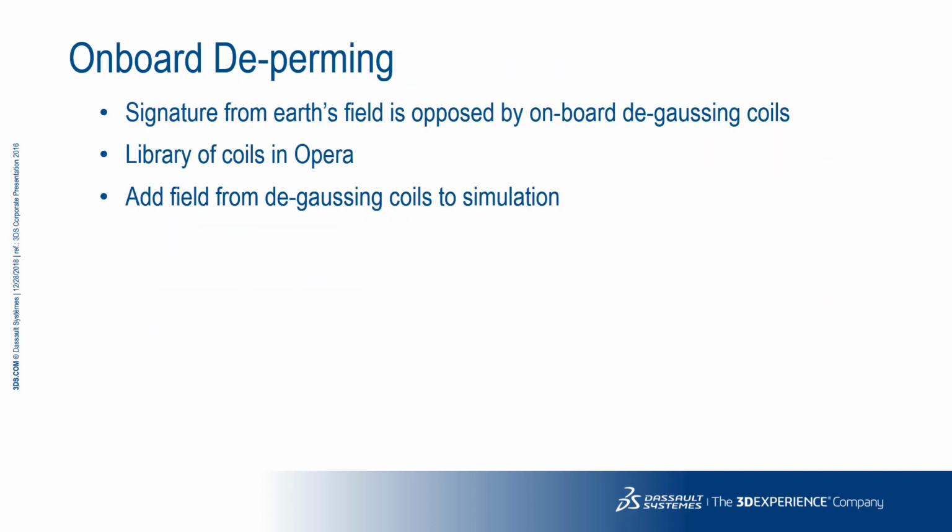The signature from the Earth's field can be opposed by onboard degaussing coils. These are added into the Opera simulation for the design process. Opera has a library of coils, for example, component parts like straight and curved, or preformed complete coils like racetrack and solenoids. They can be represented as a single filament for fast calculations.